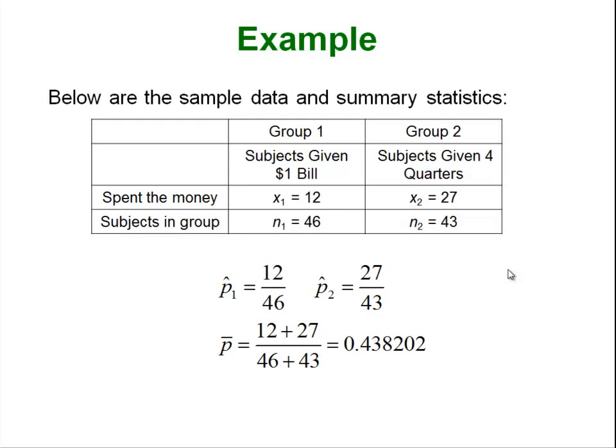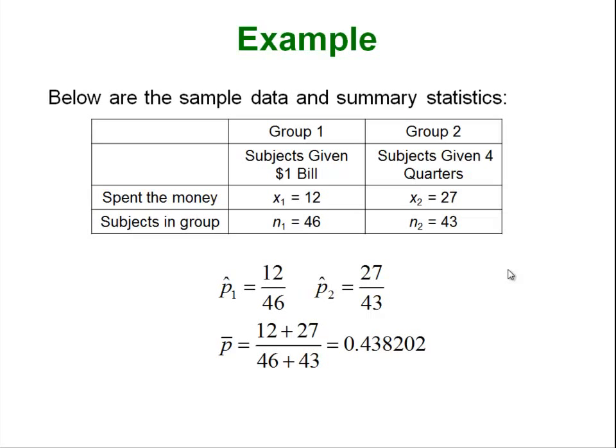So group 1, subjects who were given a $1 bill, obviously a success to them is spending the money, right? That's what they're testing. So they had X1, the number of people who were successes, i.e. they spent the money, and then there were 46 total people in that group. There were 43 people in the other group who just got 4 quarters. Why those two groups are different, who knows? If you had an even number of people, you would probably split them up evenly. But maybe you had some people drop out of the study, things like that. So the groups won't always be the same, and it's good to know that they don't have to be the same. These subjects who were given 4 quarters, 27 of them spent the money.